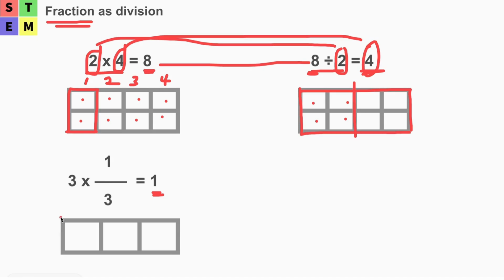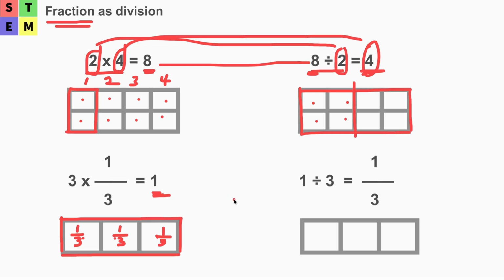We are looking at one part as a whole, okay? And I'm going to divide this whole into 3 equal parts, right? So each of it is 1 over 3. In this case, we got 3 times 1 over 3, right? So we got 1 over 3 here, 1 over 3 here, and 1 over 3 here, right? So together we have 1. We have 1.